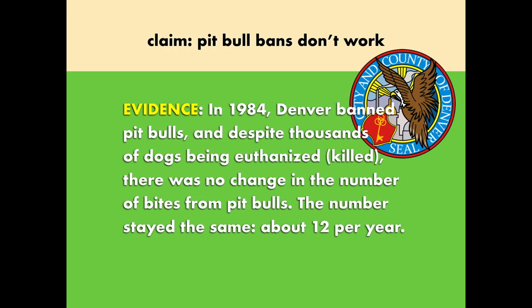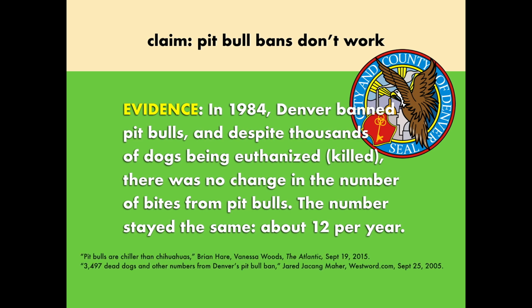For example, you could cite the fact that in 1984, Denver banned pit bulls, and despite thousands of dogs being euthanized, there was no change in the number of bites from pit bulls. The overall number of bites declined during that period, but not because fewer pit bulls were biting people. That number stayed the same, about 12 per year. Then cite your sources so your reader knows that you aren't just making this stuff up.